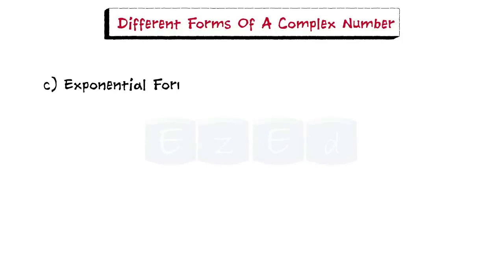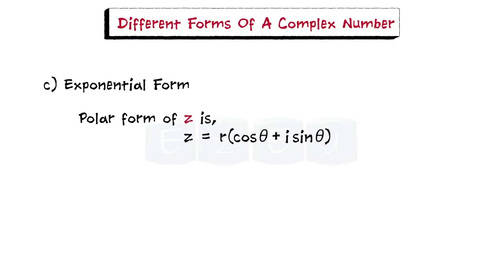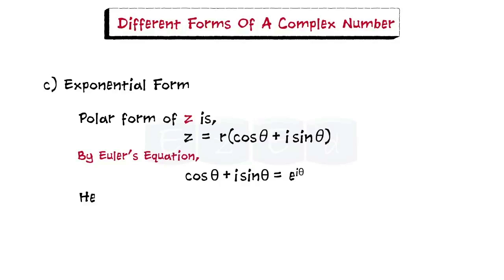Finally, we have the exponential form. We just saw that polar form of z is z equal to r times cos theta plus I sin theta. Also, by Euler's equation, we have cos theta plus I sin theta equal to e power I theta. Hence, exponential form of z is z equal to r times e to the power I theta.